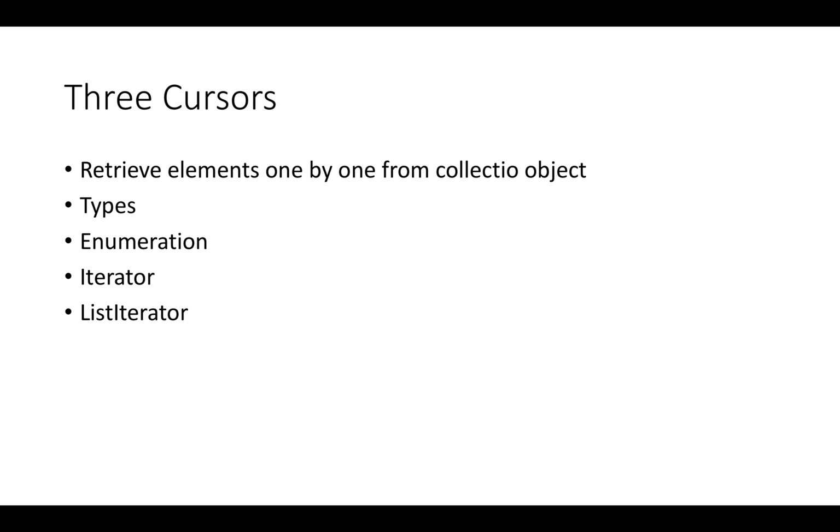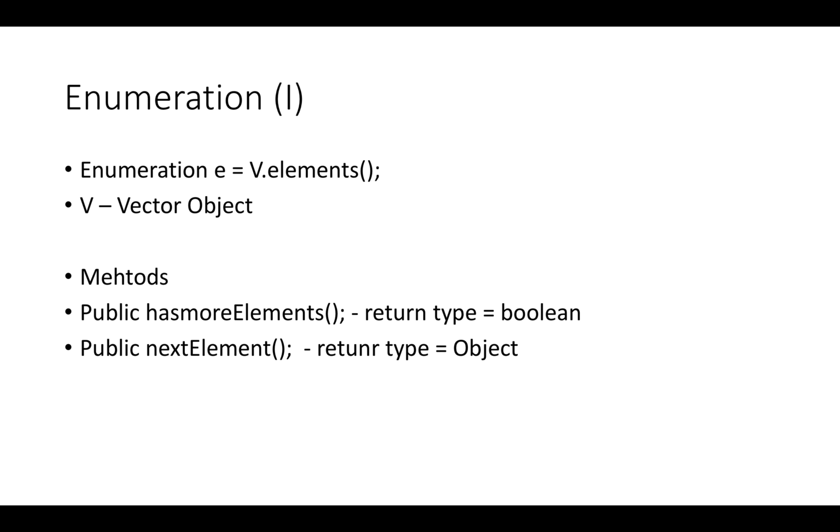All these cursors are interfaces, not classes. So let me discuss the first interface, Enumeration. Enumeration is mainly for the legacy classes, and you can see it's for only Vector and Stack. If you want to get the values from a vector, we can create the object using v.elements(). V is the vector object, and elements is the method in the Enumeration interface. And this interface only has two methods.